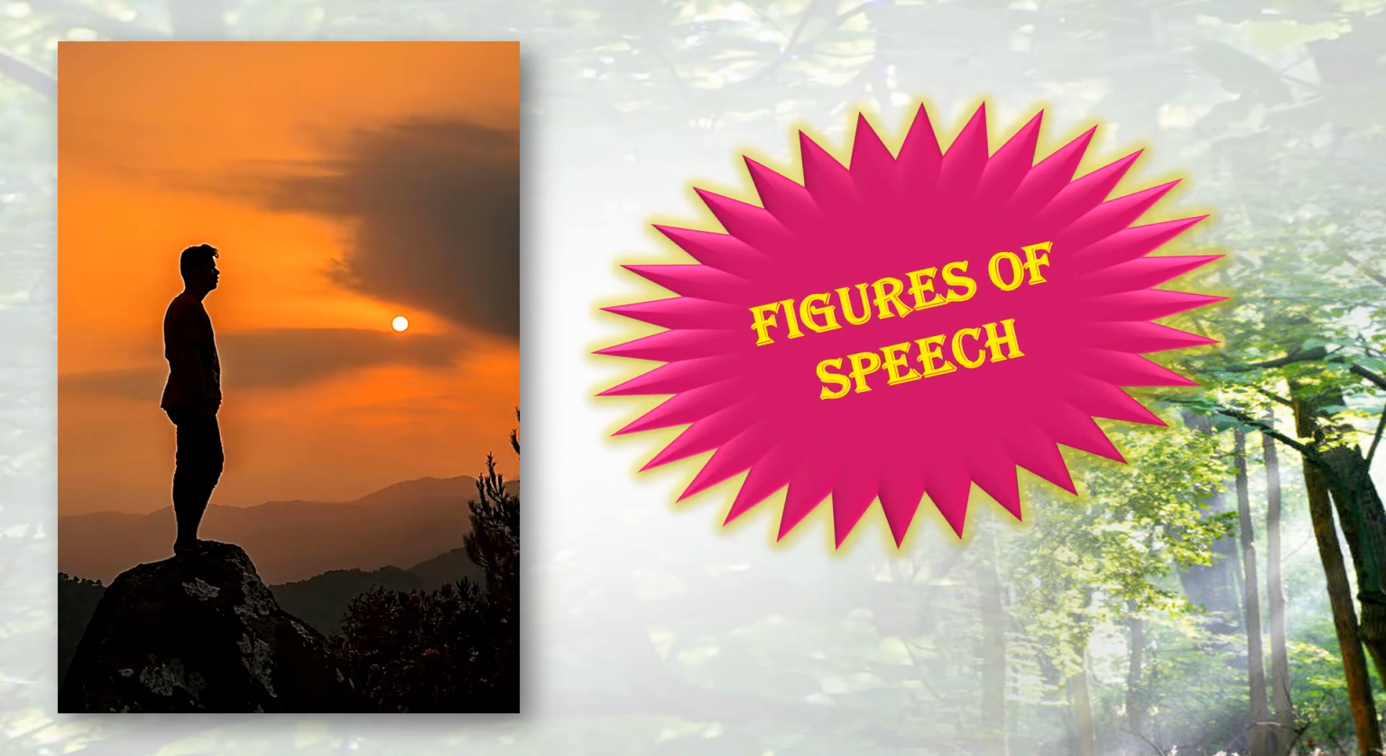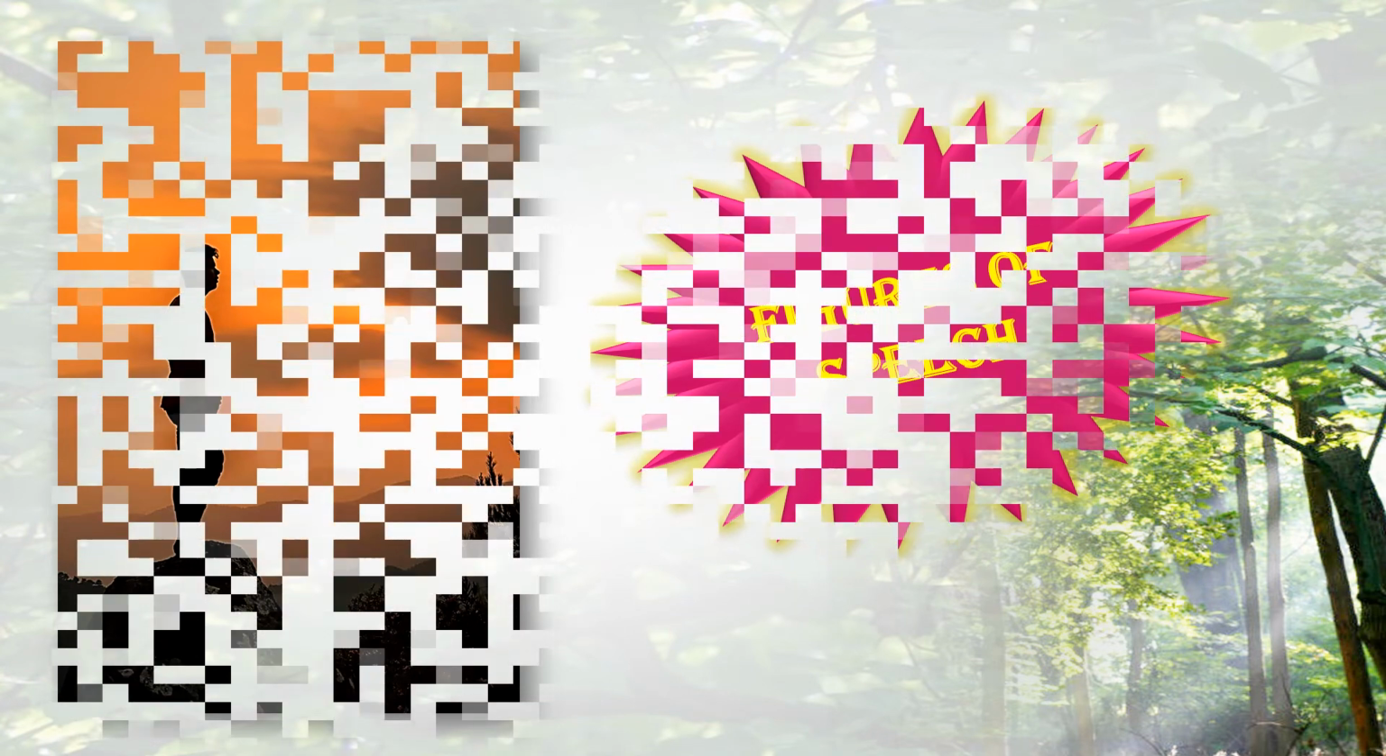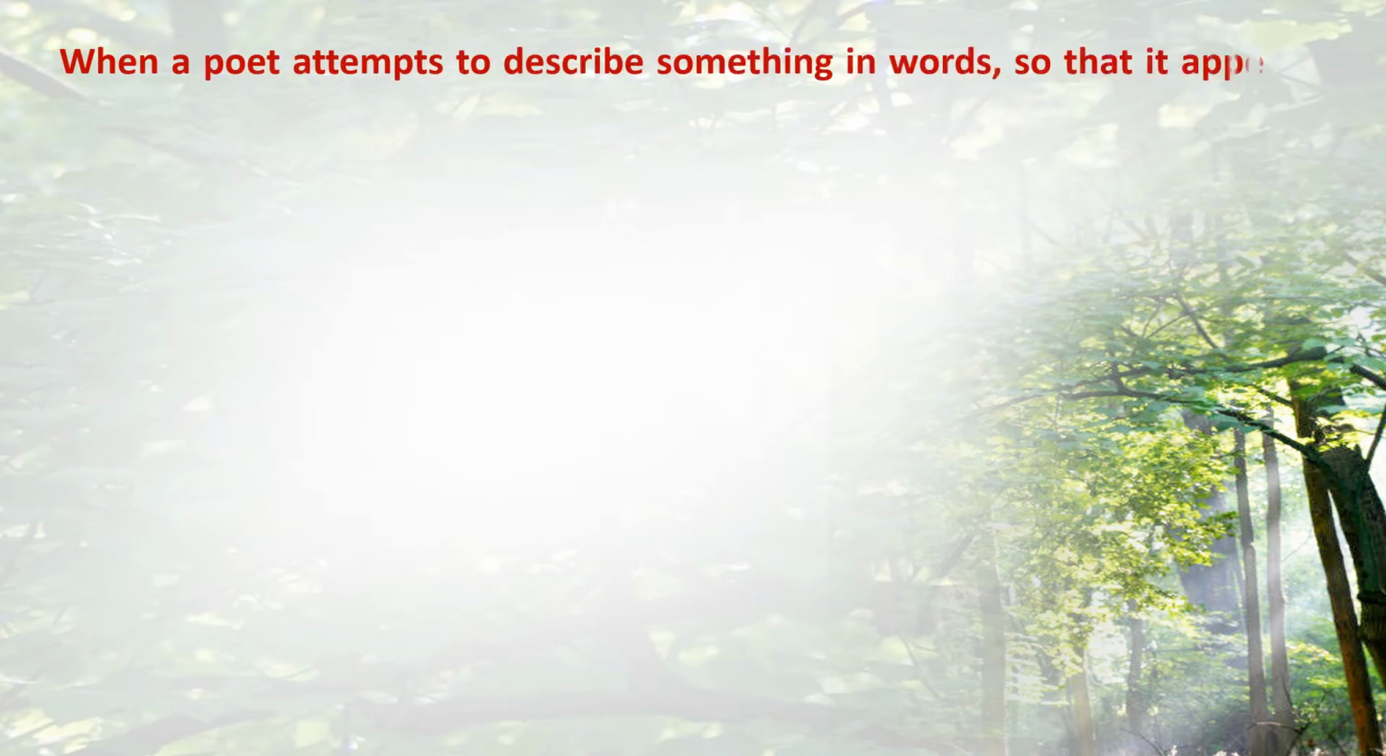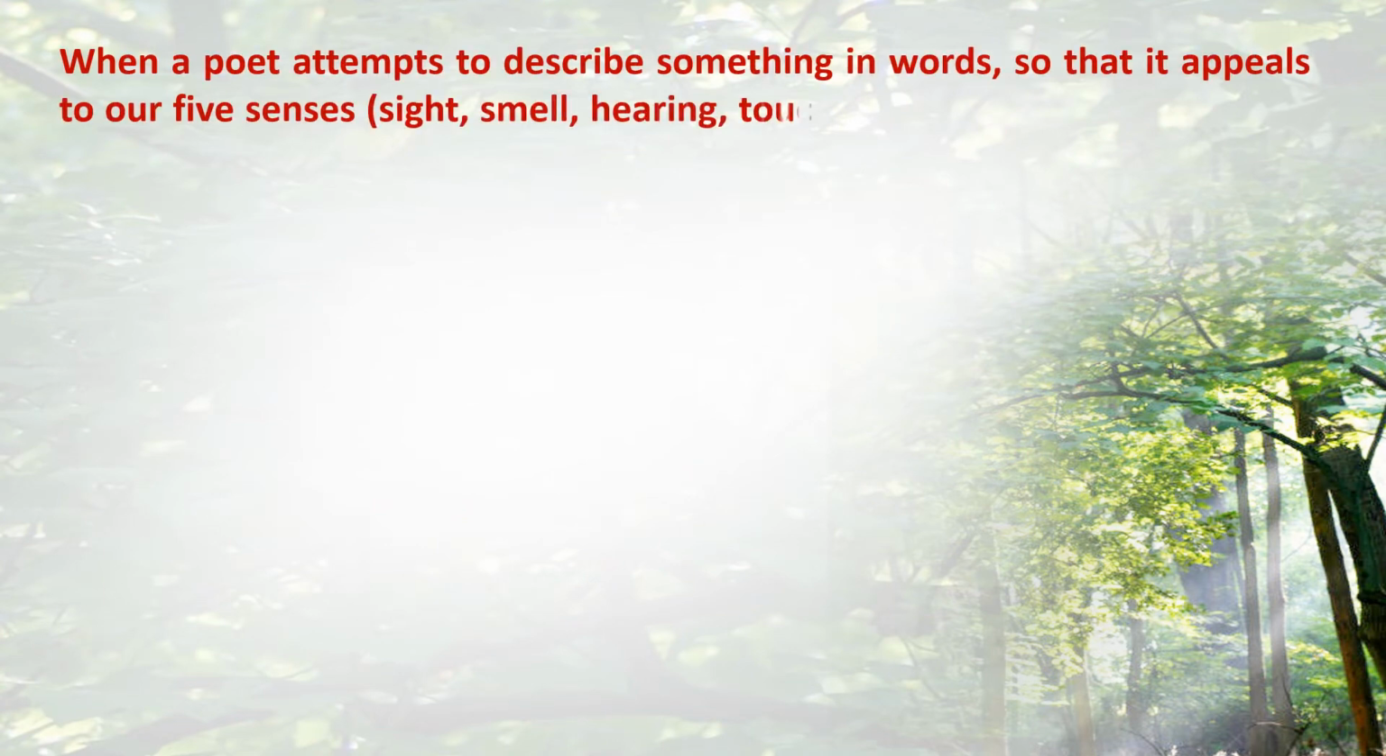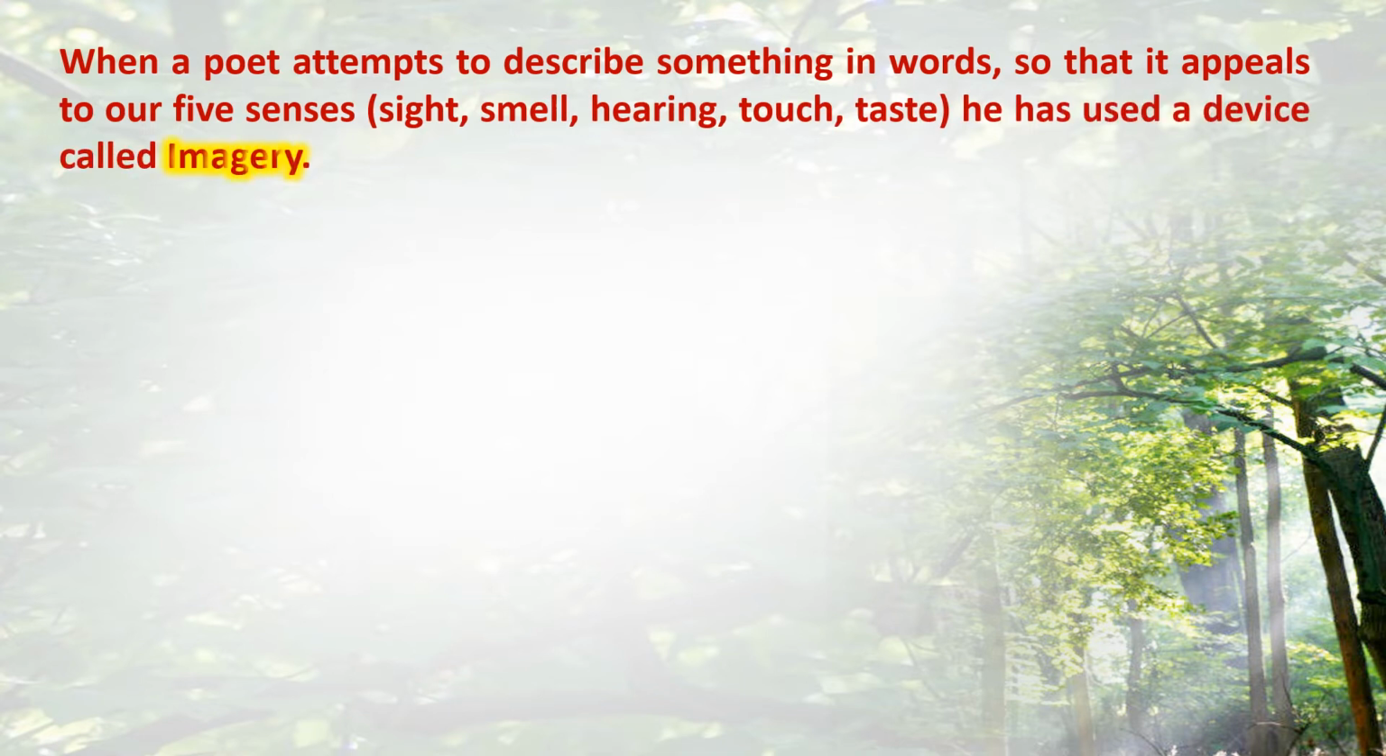We come to the various figures of speech in this poem. When a poet attempts to describe something in words so that it appeals to our five senses, the sense of sight, smell, hearing, touch, and taste, that poetic device or figure of speech is called imagery. So when I read a line in a poem and I get a picture of it, that is called imagery.